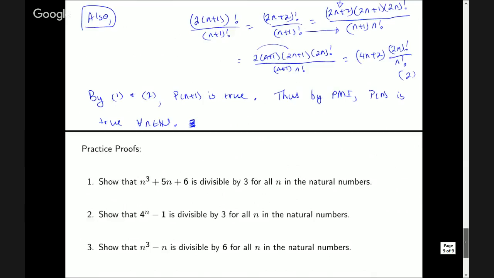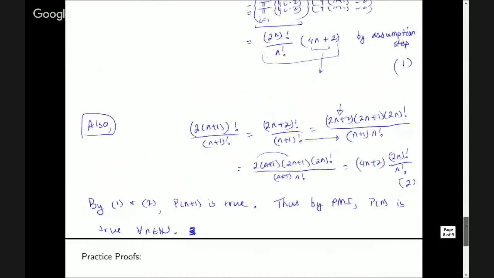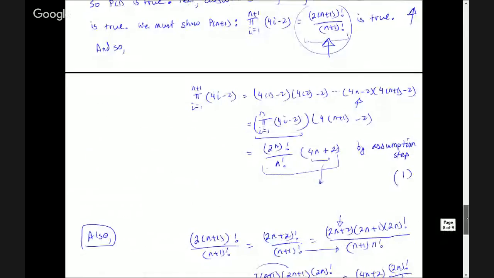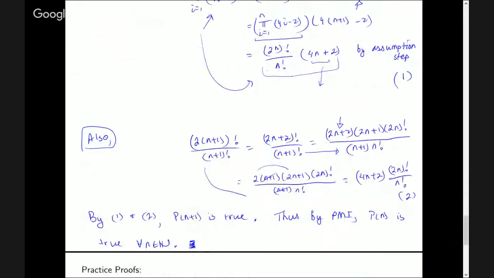So basically, if equation 1 equals equation 2, then we're saying the left-hand side of P of n plus 1 is the same as the right-hand side of P of n plus 1. See, this started out on the left-hand side, and we simplified it down to here. And now this is the right-hand side, and it simplifies down to here. If those two are the same, then the left-hand side equals the right-hand side.